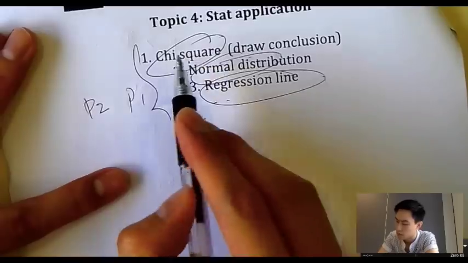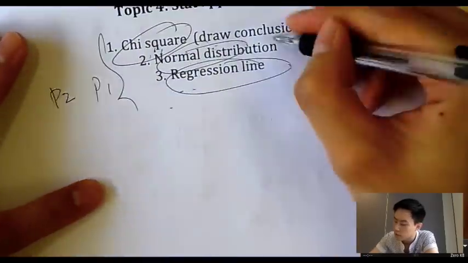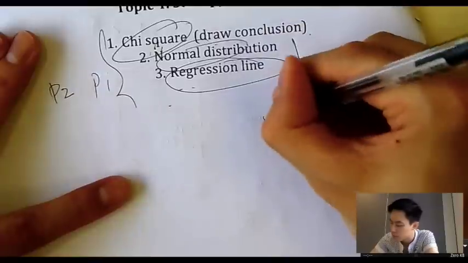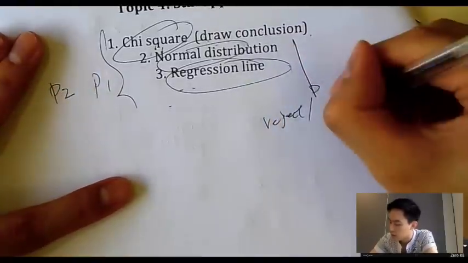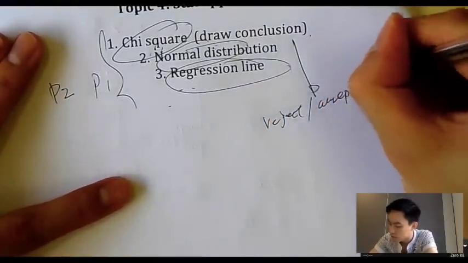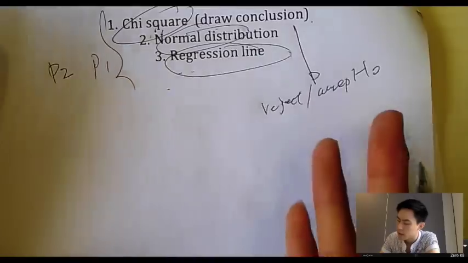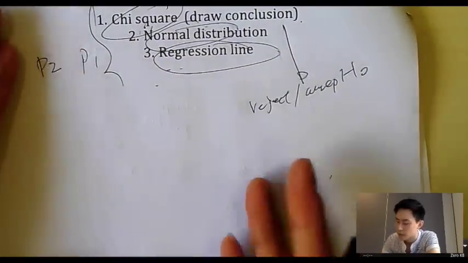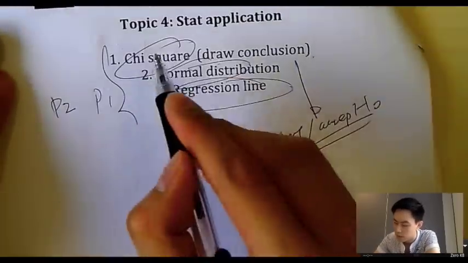You need to know how to calculate the chi-square test value and then make the conclusion. Let's say reject or accept the null hypothesis, okay, like this. Is there any easy way to make the conclusion? I'll teach you in my chi-square test note.